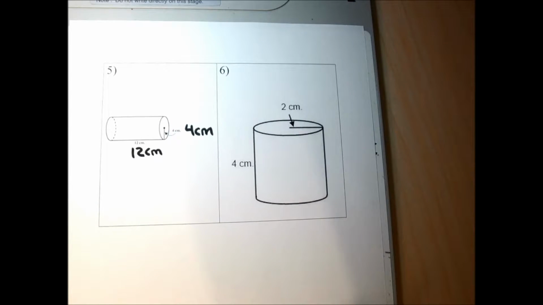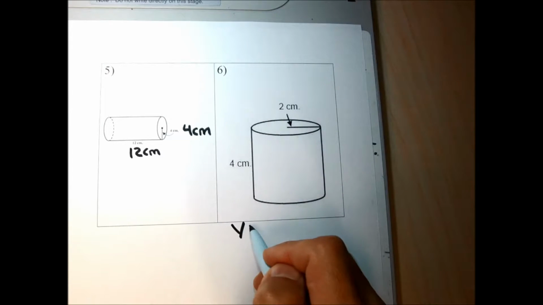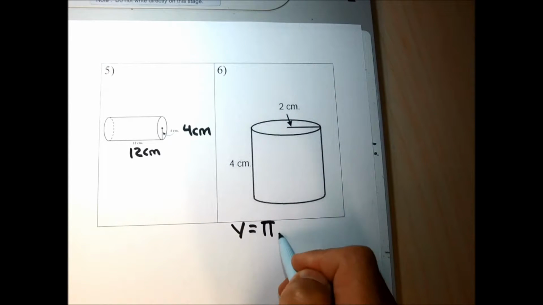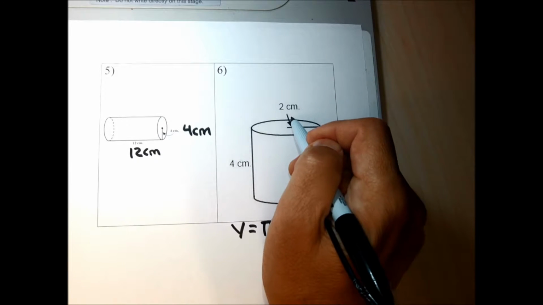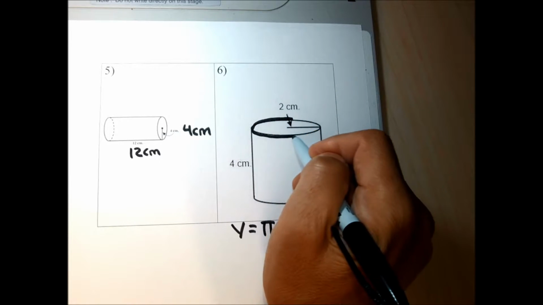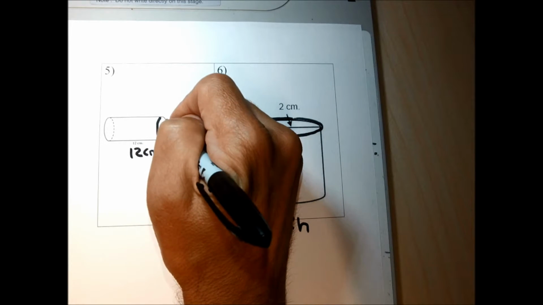Six is a cylinder, technically a right circular cylinder, so I need that formula. The volume is pi r squared h. Your cylinder's on its side, it hardly matters. The r comes from the circle side. So for mine, my top is going to have the r. It's the radius of a circle. For yours, your side is going to have the r.